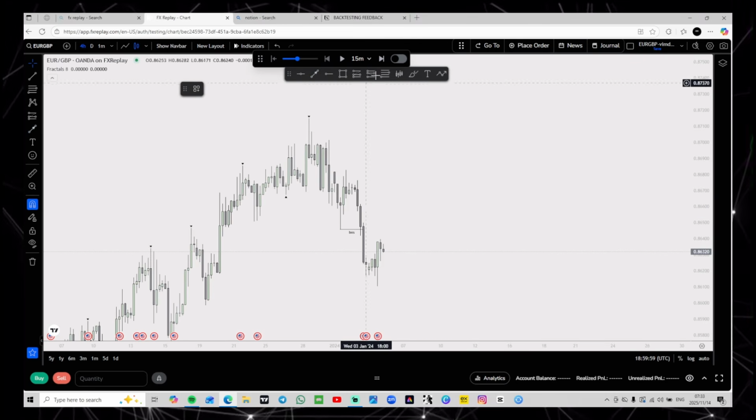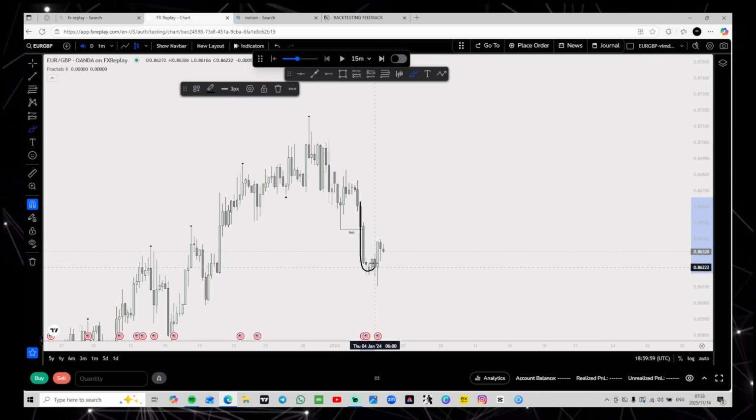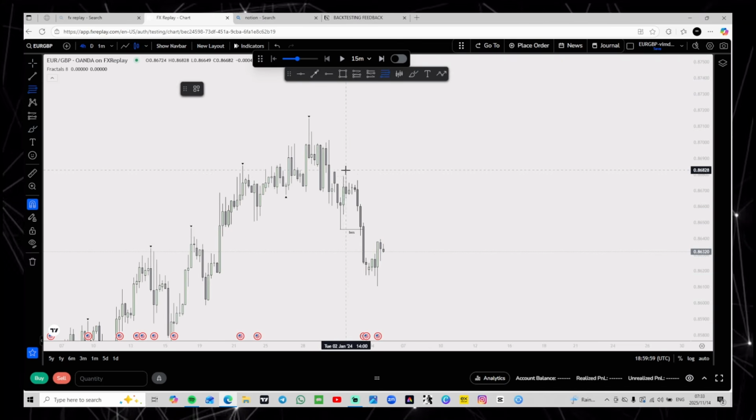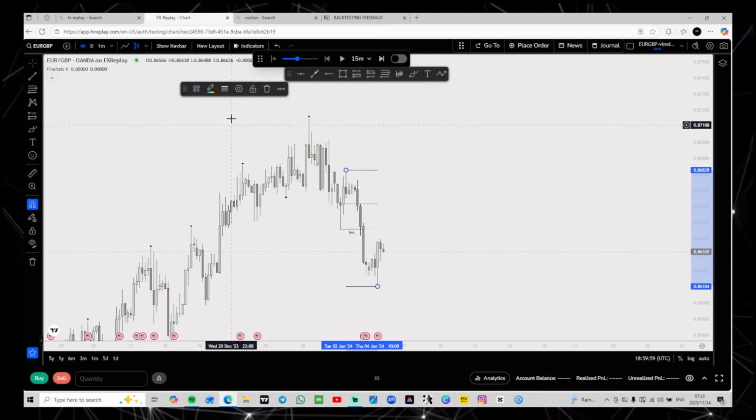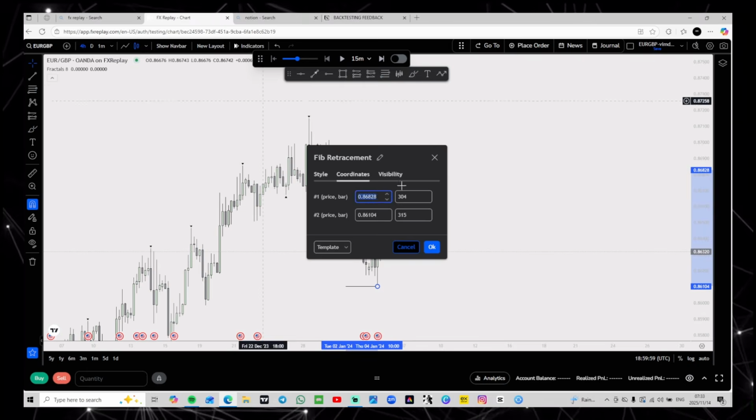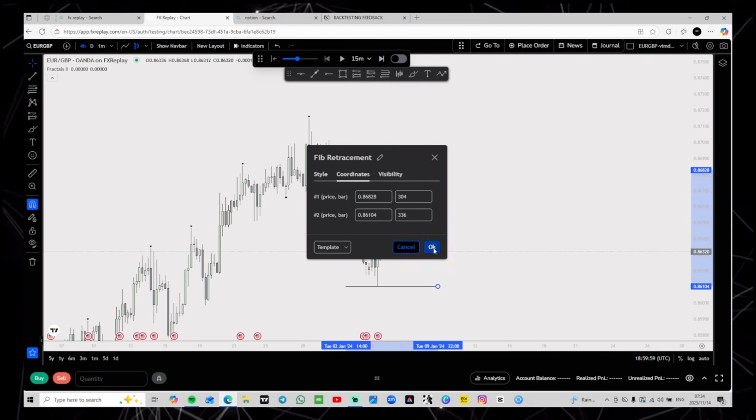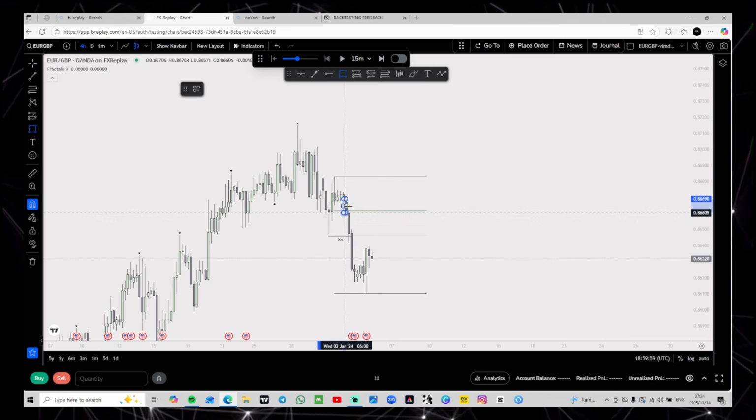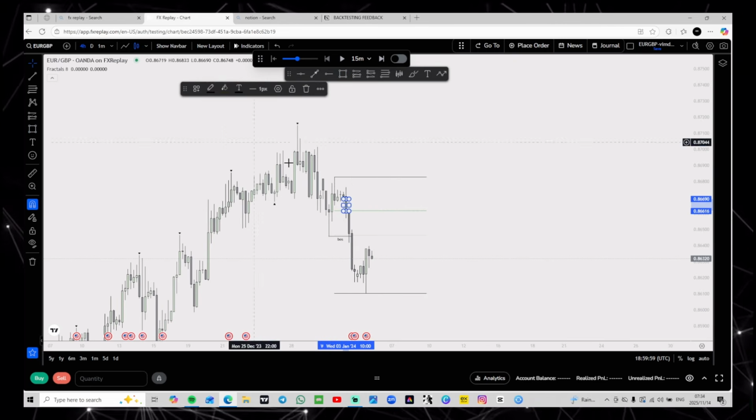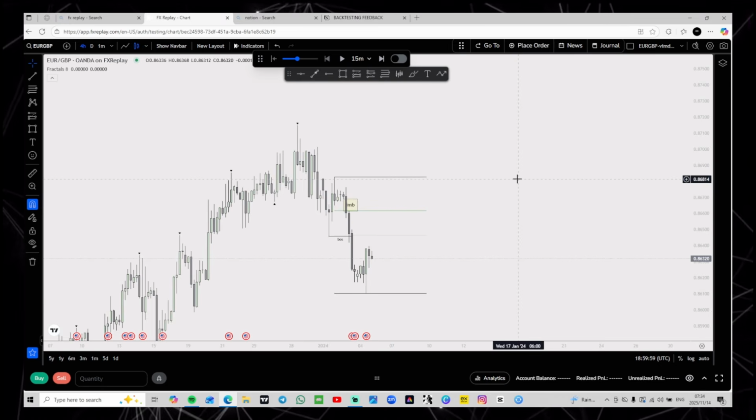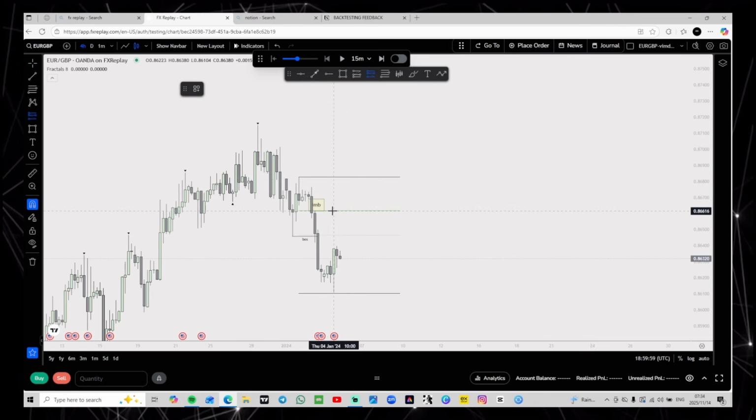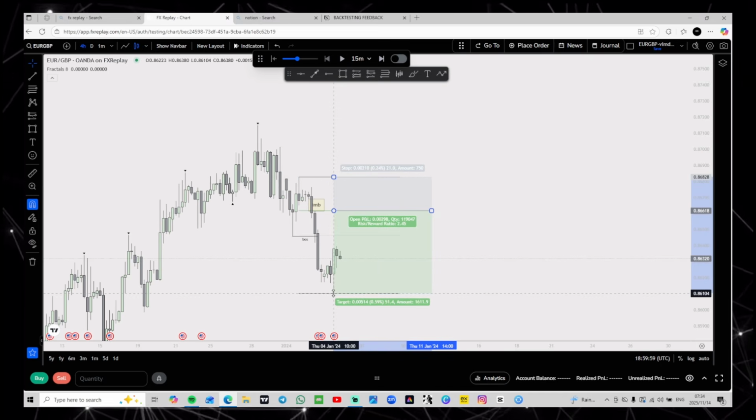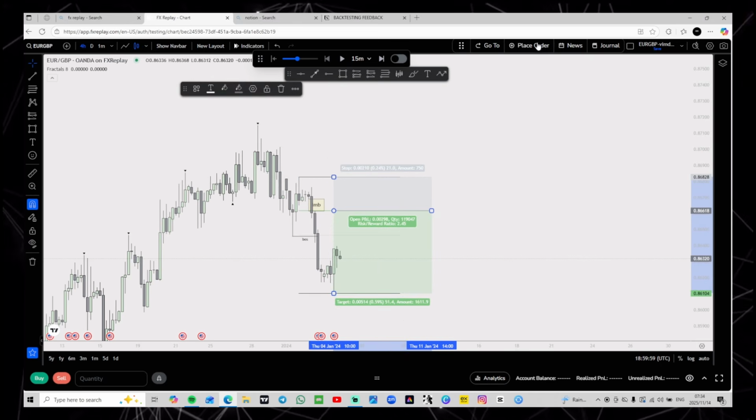Now what I've done here is I was waiting for this range to start pulling back, and as you can see, we are starting to pull back. So right now I'm going to drop my Fibonacci from the high to the low and extend it a little bit so that I can see. Now what I want to see is an imbalance which lines up with my Fibonacci level, as you can see. Now what I do is I put on my zone over here, then place my order.